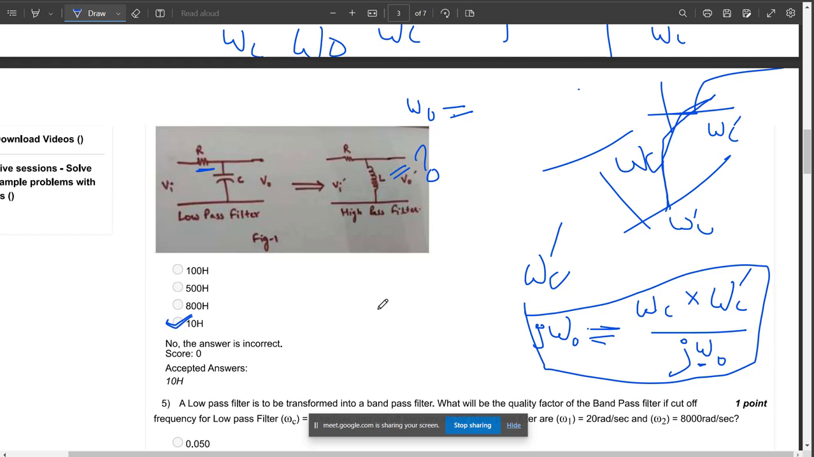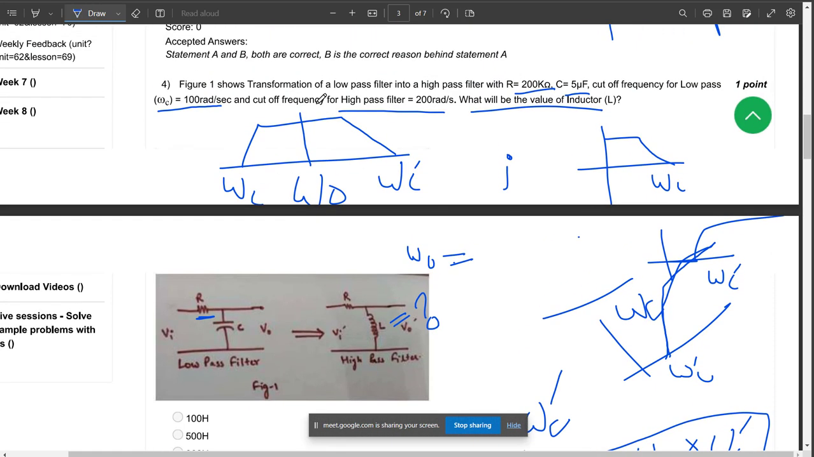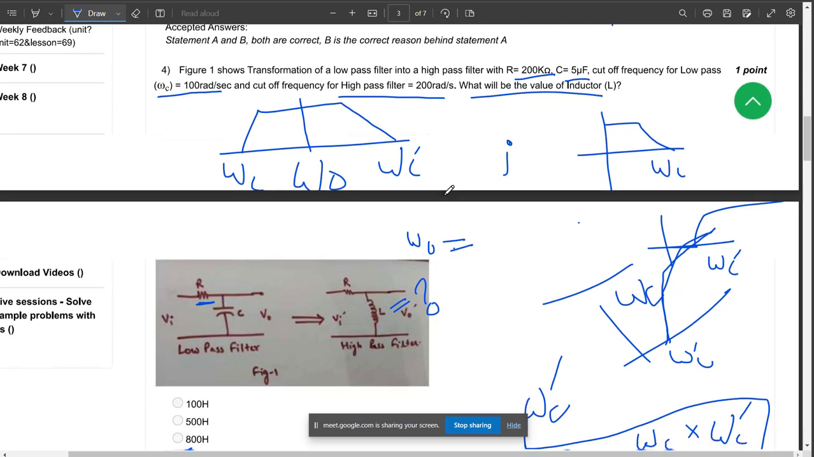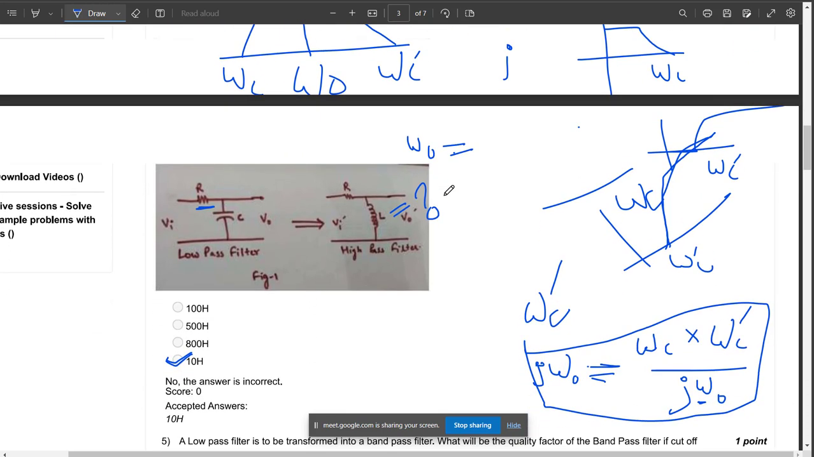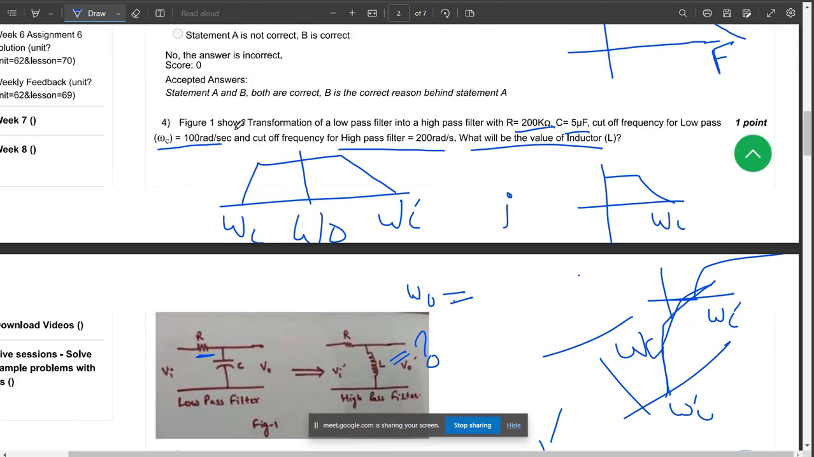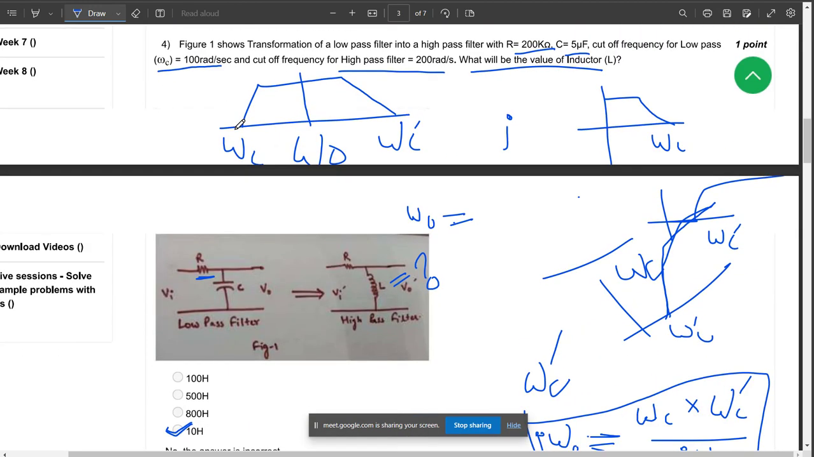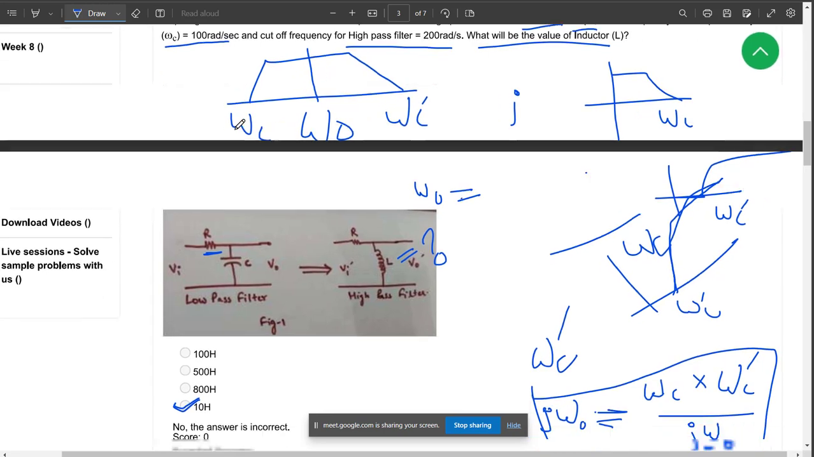Okay, so here you converted from a low pass to high pass, right? And we use low pass cutoff frequency and high pass cutoff frequency, right? Did I explain the solution of question 4 to others? Yes, ma'am. Okay, ठीक है.